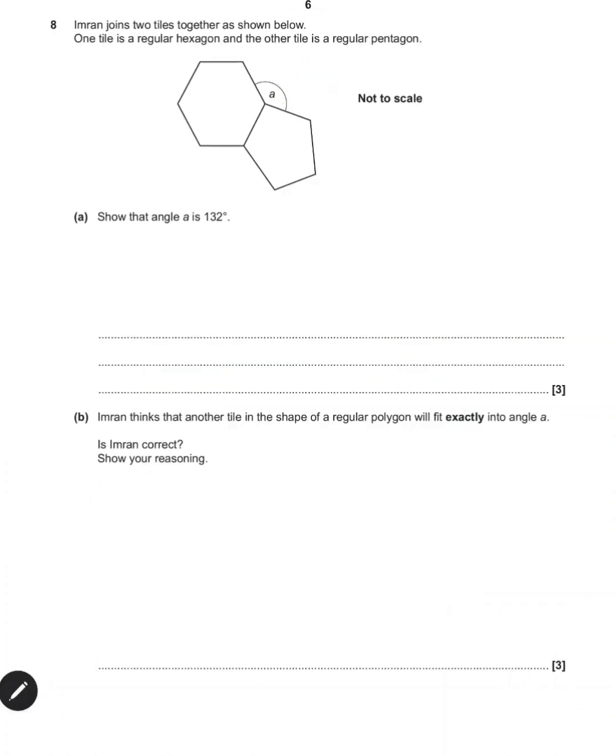Question 8, we've got a regular hexagon. That would be this one, 1, 2, 3, 4, 5, 6. And a regular pentagon. That's this, 1, 2, 3, 4, 5. And we're asked to show that angle A is 132 degrees.